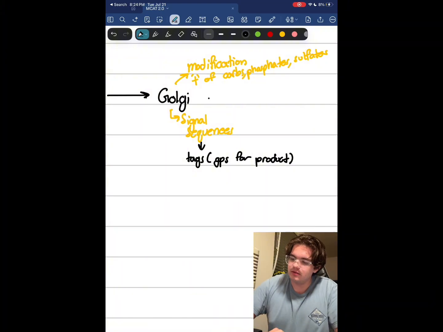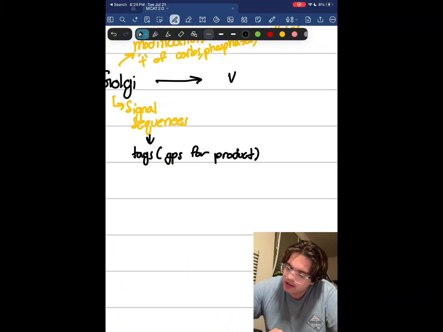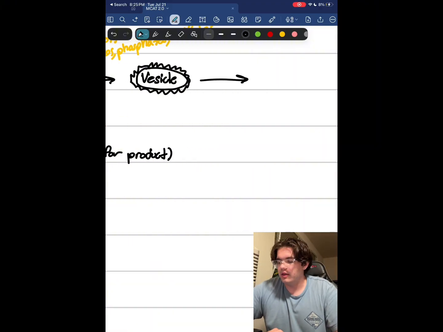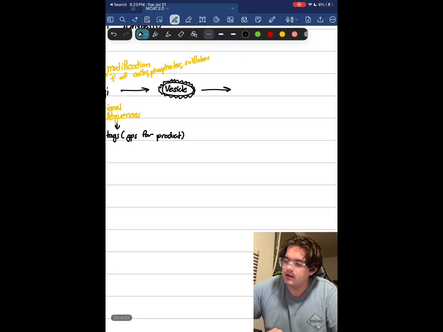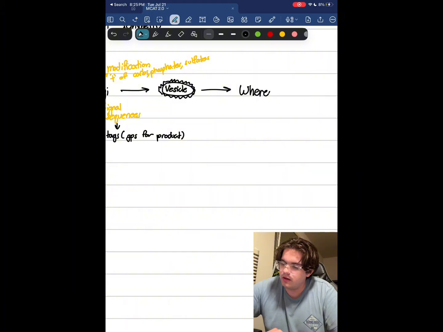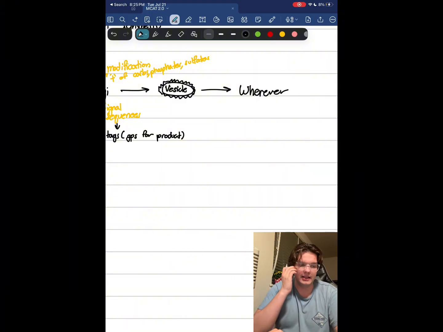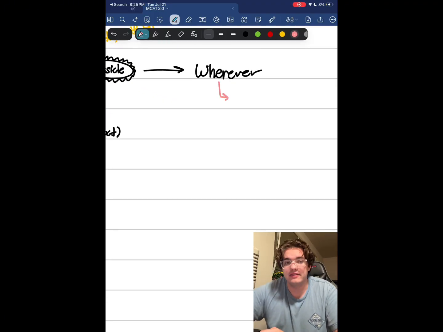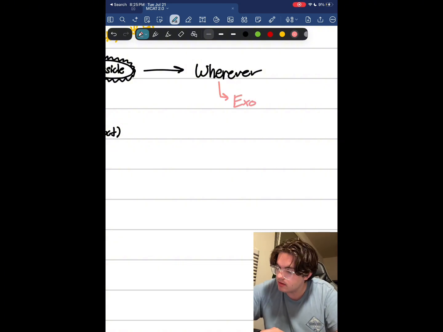And after the Golgi, where are we going? We're going ourselves back into a vesicle. And from this vesicle, we are going to wherever that little signal sequence brings us, right? So I'm just going to say wherever. Could be absolutely anywhere in the cell or outside the cell, right? And it just kind of brought this up. Outside the cell, if something was to leave the cell, it can leave through something called, let me spell it right, exocytosis.